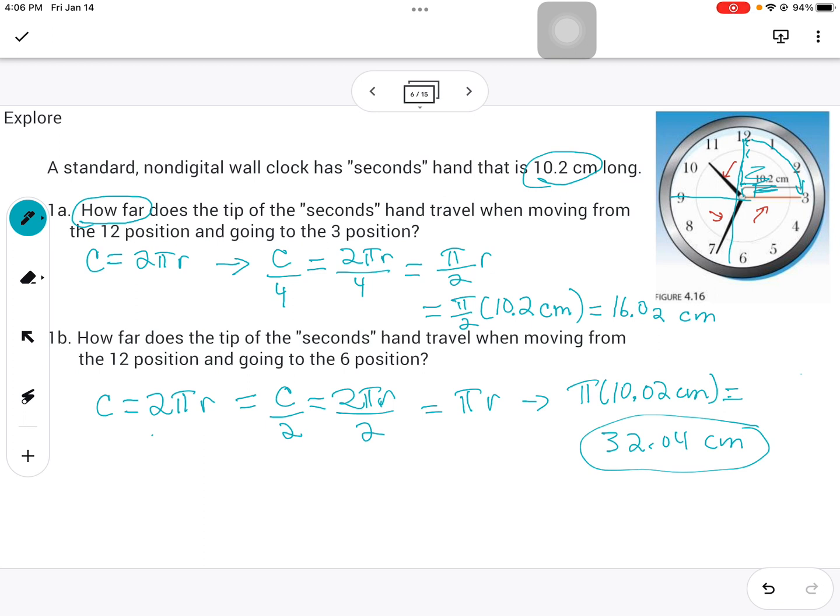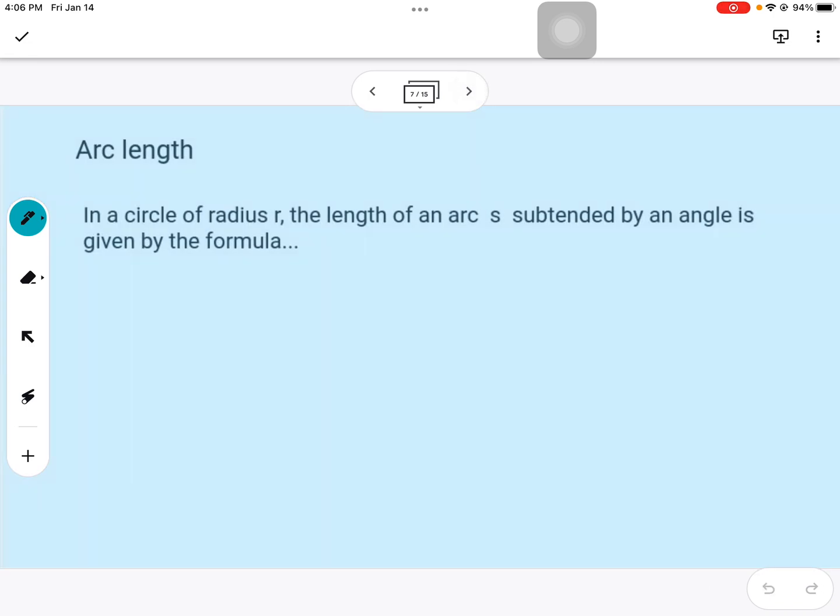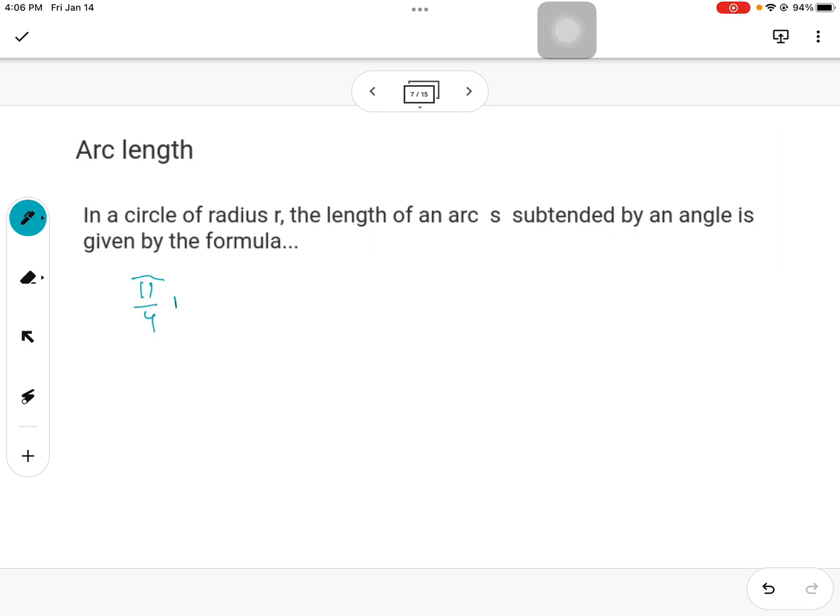Now remember, we're talking about a piece of the circumference, which is known as arc length. And when I look at my arc length, I'm going to rewrite those. I had pi over 4 times the radius for the first one, and that was for a quarter, so 1/4 of the circumference. 1/2 of the circumference we figured out to be pi r.